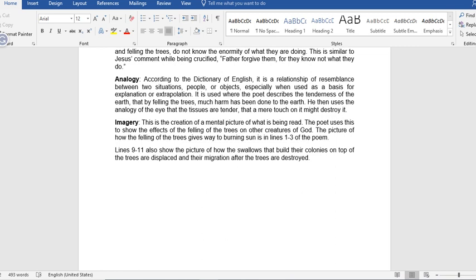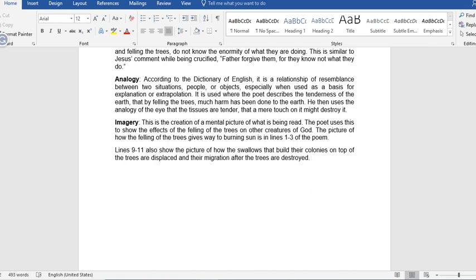We also have analogy. According to the Dictionary of English, it is a relationship of resemblance between two situations, people or objects, especially when used as a basis for explanation or extrapolation. It is used where the poet describes the tenderness of the earth, that by felling the trees, much harm has been done to the earth. It then uses the analogy of the eye, that the tissues are tender, that a mere touch of it might destroy it. That is the use of analogy in that poem.